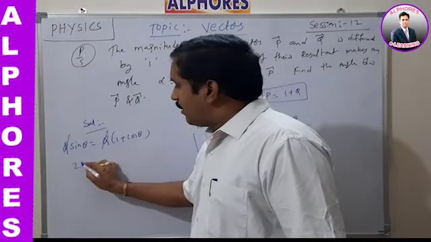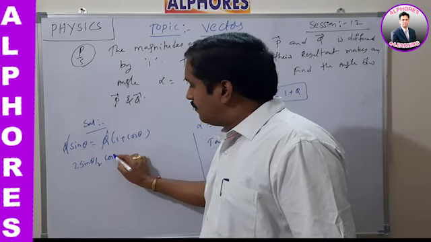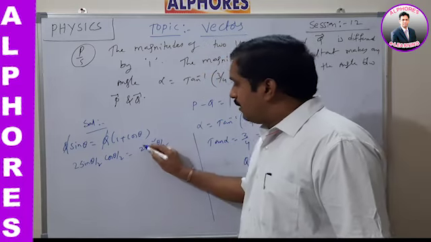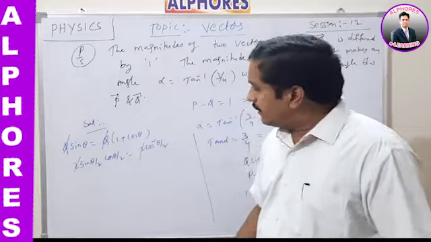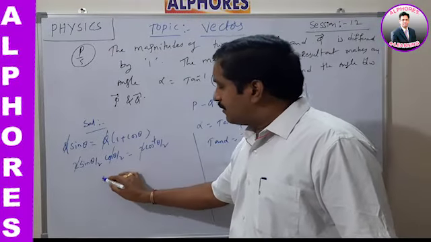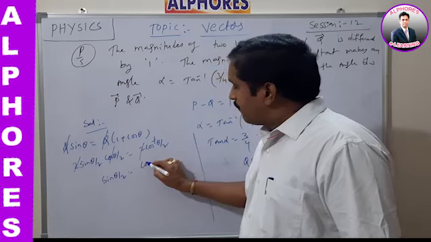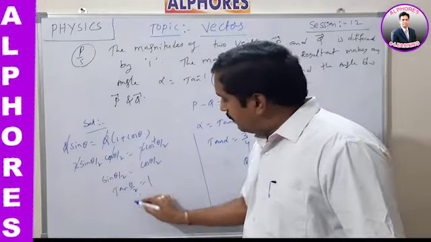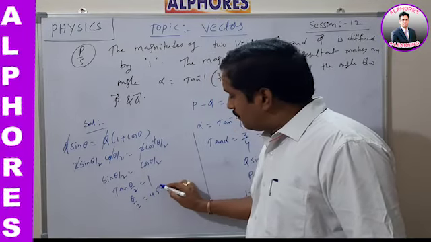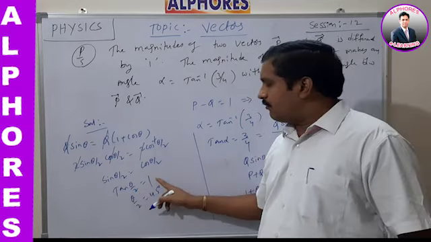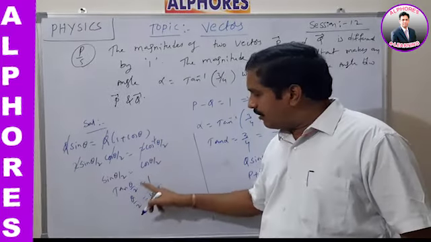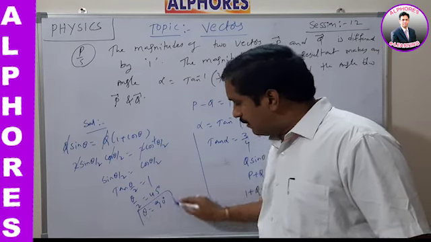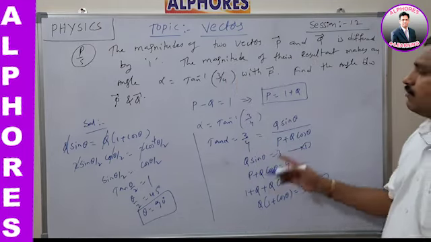Sin theta, according to the formulas of trigonometry, is 2 sin theta by 2 cos theta by 2. 1 plus cos theta means 2 cos square theta by 2. The 2 gets cancelled, and cos theta by 2 also cancels. So sin theta by 2 is equal to cos theta by 2. That means tan theta by 2 is equal to 1, so theta by 2 is equal to 45 degrees. Then theta is equal to 90 degrees. So this is the method to find the angle between the two vectors as per the condition.